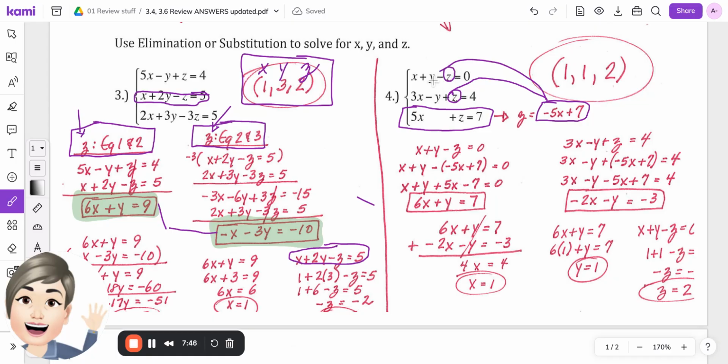You have to be careful because you do have a subtraction sign here. And so you're going to have to distribute that negative to both the negative 5x and the 7. You see right here. I'm showing you right here. Okay. So this equation is this one. And this equation right here is this one. Okay. So I have to take what z equals and substitute into both of the other 2 equations.